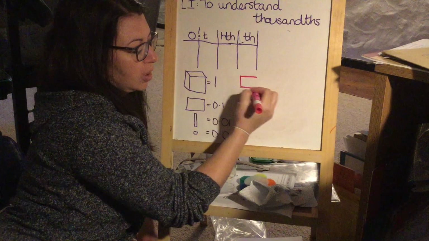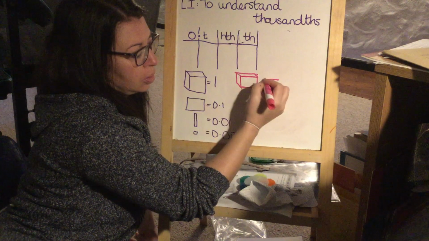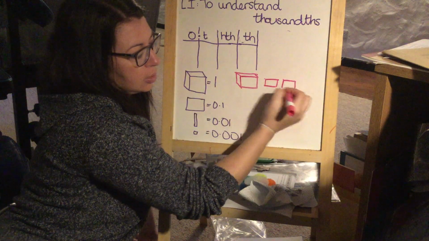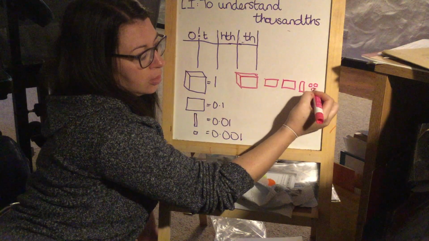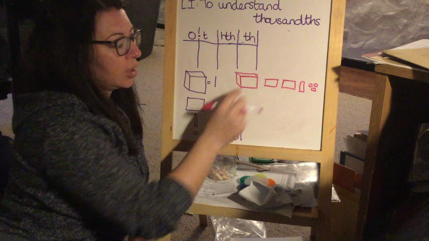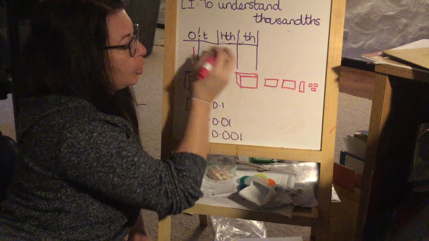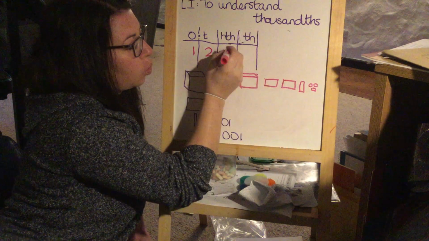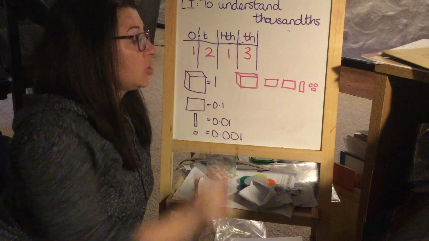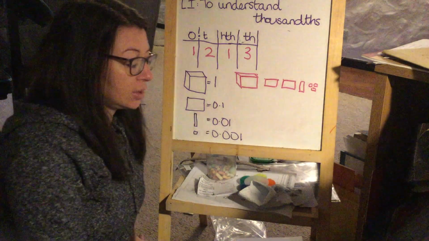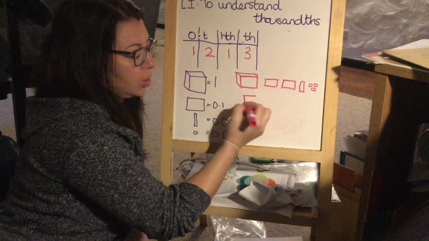So for example, if you had 1 cube, 2 squares, a line, and 3 little ones, that is 1 whole, 2 tenths, 1 hundredth, and 3 thousandths. Again, I recommend you draw a place value chart to help you. You have to do a couple of these. You'll be given a few different ones.